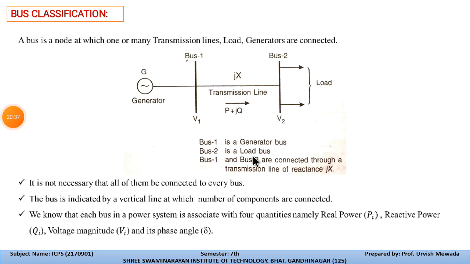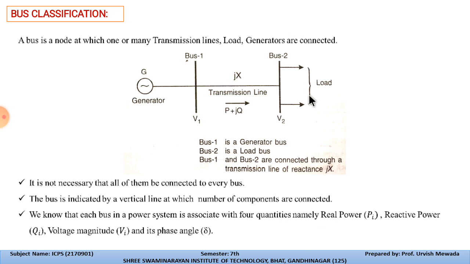Now it is not necessary that all of the links be connected to every bus, because we have a different number of links connected in the interconnected power system. So it is not necessary that all the links are connected with each of the buses. The bus is indicated by a vertical line at which a number of components are connected, say a load is connected, then a generator is connected. So this is the bus, and now we know that each bus in a power system is associated with four quantities.